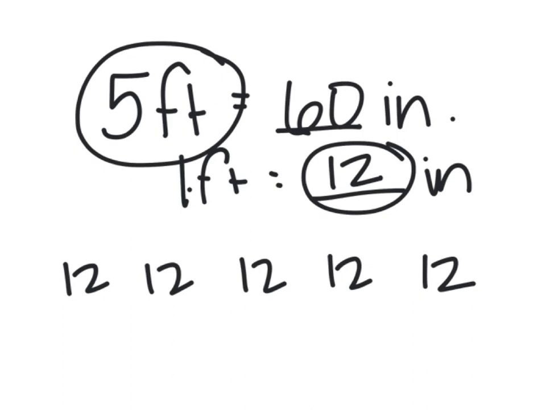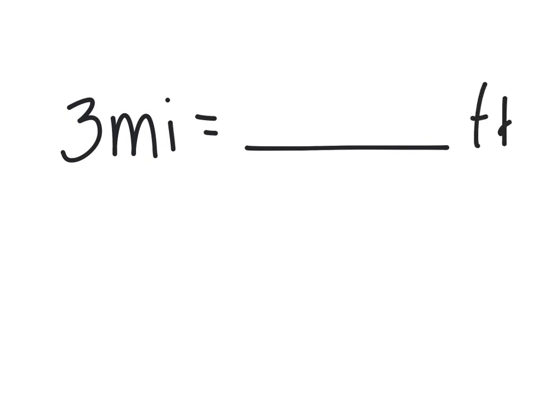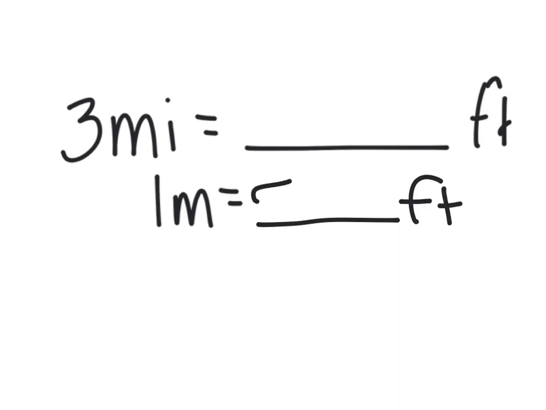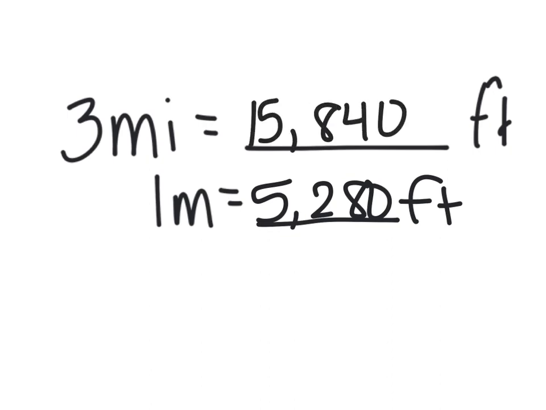We are going to do one more, and that is going to be 3 miles equals how many feet? We know that 1 mile is 5,280 feet. So if I want 3 of those, I have to multiply the numbers together. So I'll give you just a minute to do that. All right, hopefully you got 15,840 feet.